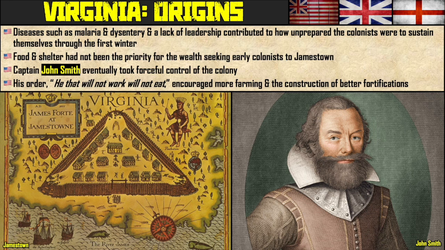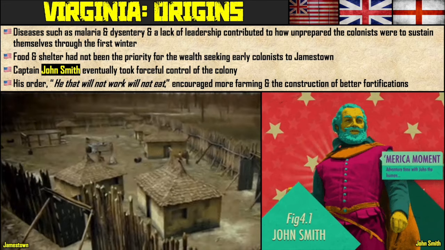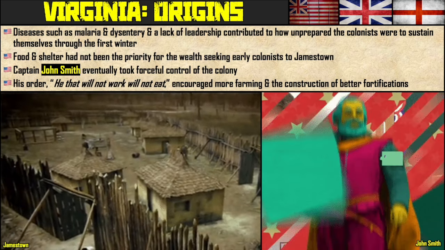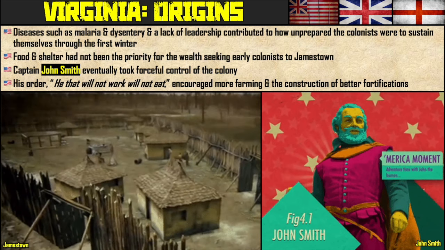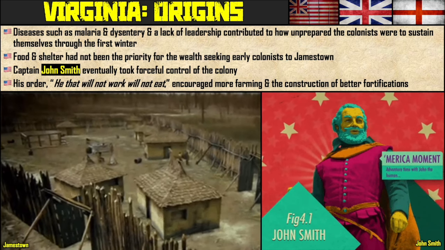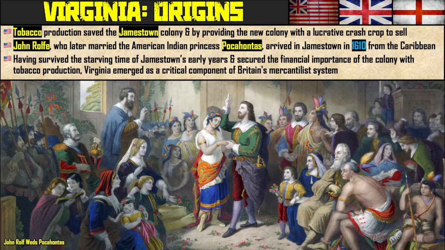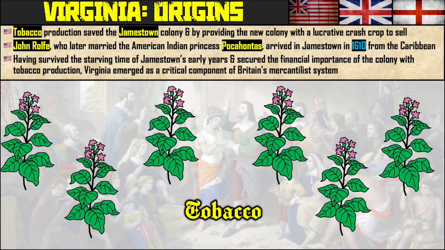Food and shelter had not been the priority for the wealth-seeking early colonists to Jamestown. Captain John Smith eventually took forceful control of the colony. His order, "He that will not work, will not eat," encouraged more farming and construction for better fortifications. The colonists who came to Virginia searching for gold would soon find a lucrative cash flow with the cash crop tobacco. Tobacco was one of those plants that was native to the Americas and had not been introduced to the Old World. It became very popular on the English market and made Virginia a viable colony.